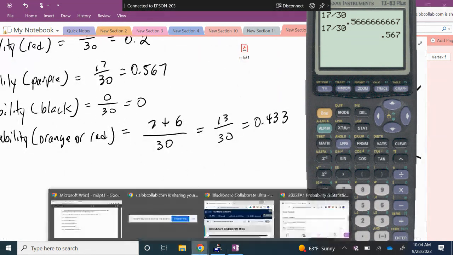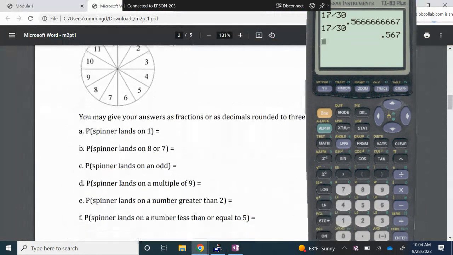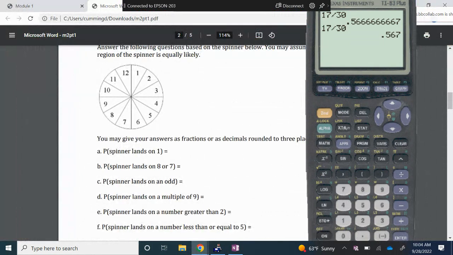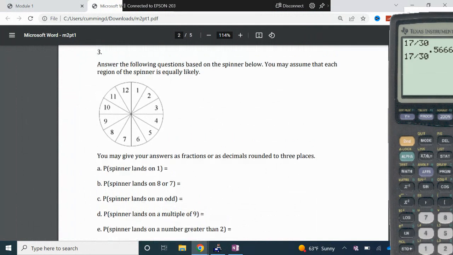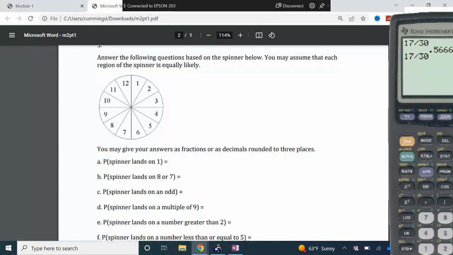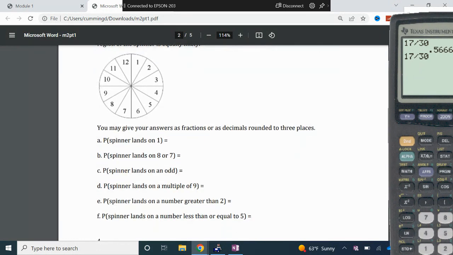All right, I'm going to go back to the handout, and okay, I would like for you to do number 3, I believe this is. All right, it says answer the following questions based on the spinner below. You may assume that each region of the spinner is equally likely. Okay, they're all spaced out equally. It says you may give your answers as fractions or decimal rounded to 3 decimal places. So the first one says the probability that the spinner lands on 1.